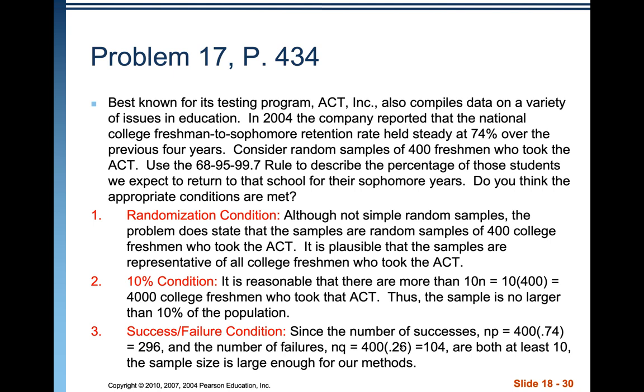Now, you may be thinking, okay, Ms. Brown, why did you have to show the 10 times 400 and then the 400 times 0.74 and the 400 times 0.26? Well, I had to show it because I'm modeling for you how you need to write it for AP grading. The AP reader needs to know that you knew which values to take and put together to get the appropriate values, to get the 4,000 college freshmen, to get the 296 successes, to get the 104 failures. They need to know that you took the correct values and worked with them.